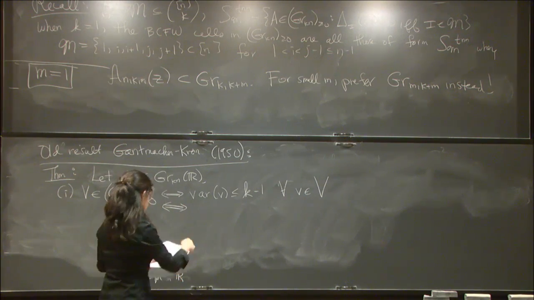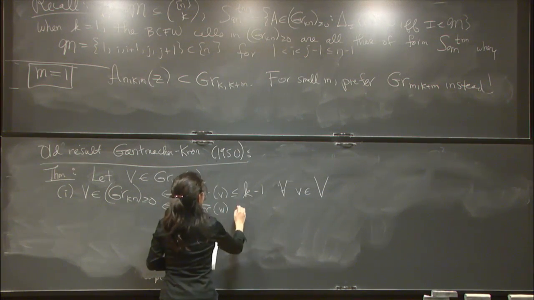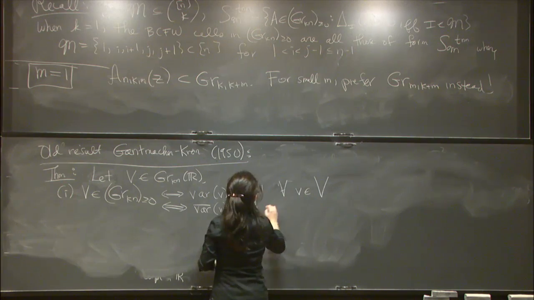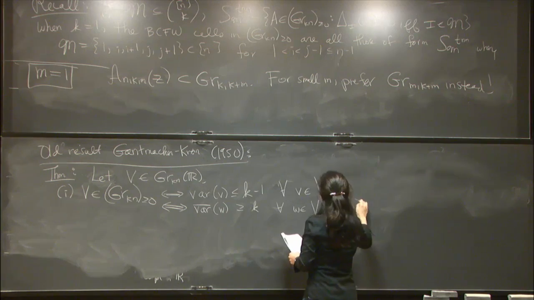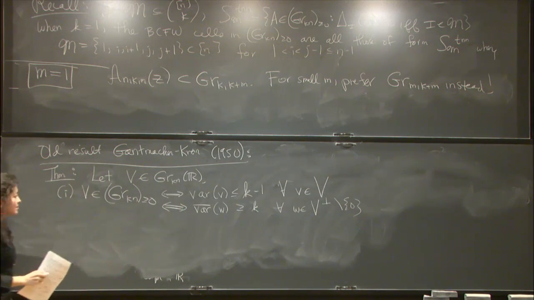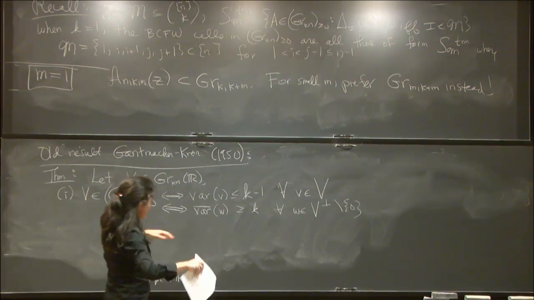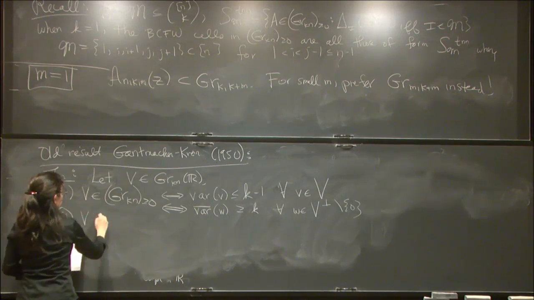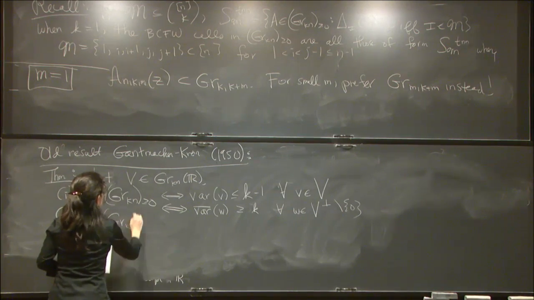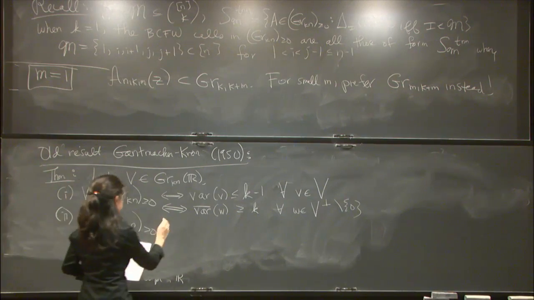But there's also another criterion in terms of var bar: var bar of w is at least K for all w in the orthogonal complement. So this positivity imposes a strong upper bound on the variation of vectors in your subspace, and a lower bound on the var bar of things in the complement. And there's a similar criterion for when you lie in the totally positive part.